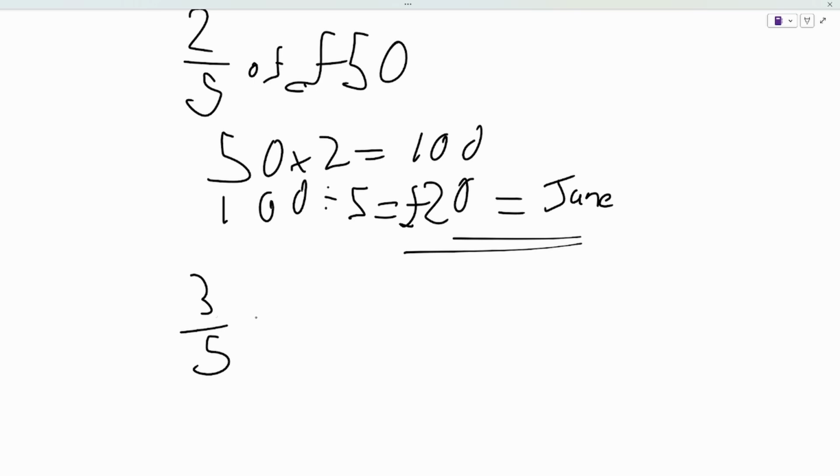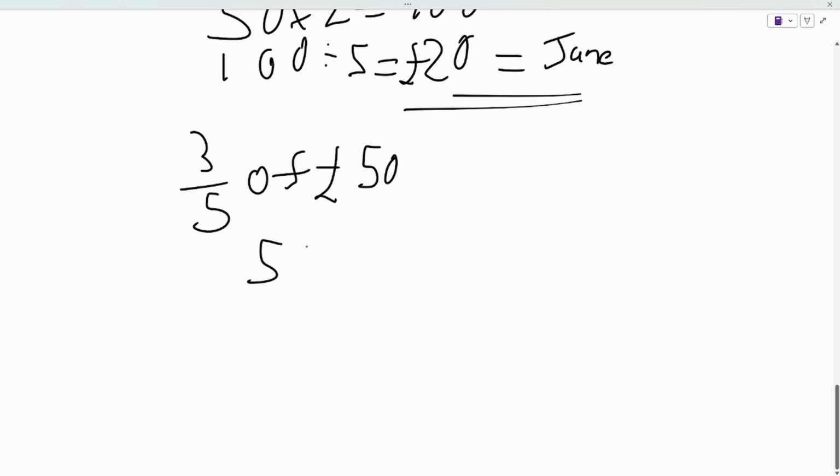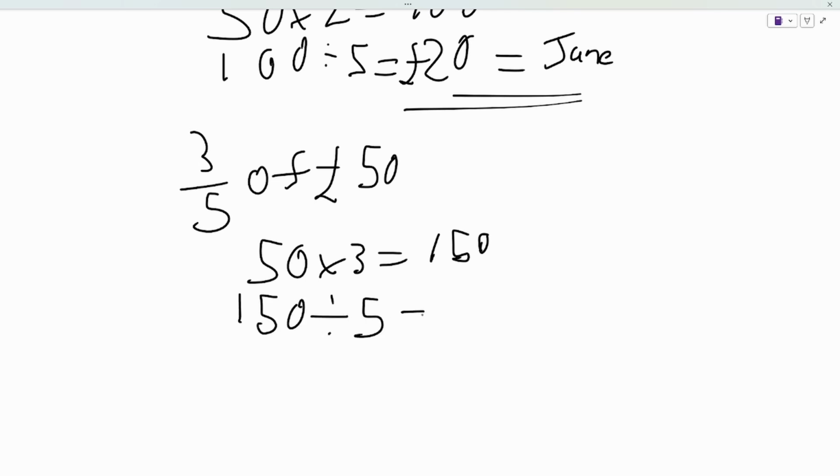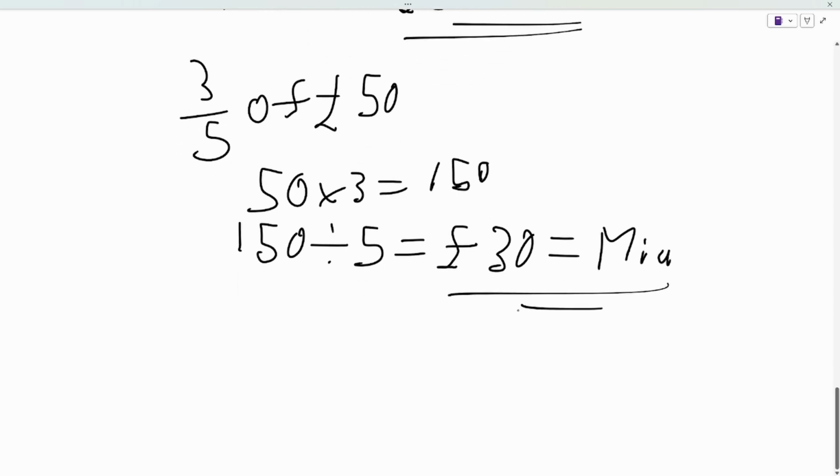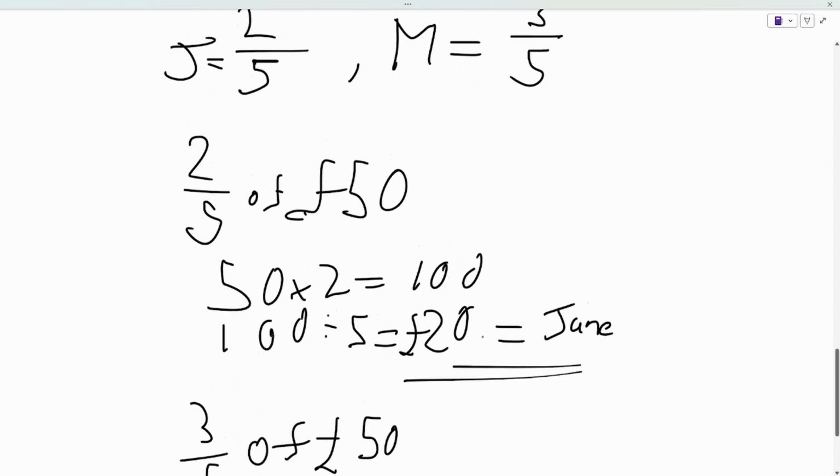Just underline that. So 3/5 of £50. 50 times 3 is 150. 150 divided by 5 is 30, which is the amount Mia will get. So Jane gets £20 and Mia gets £30.